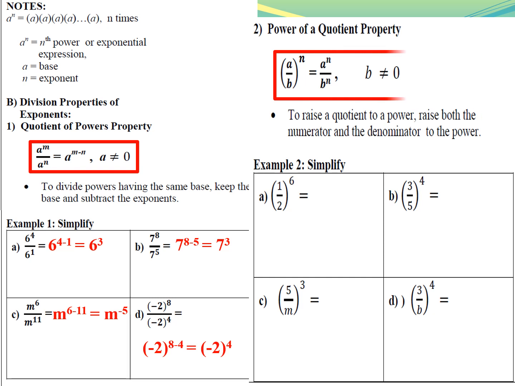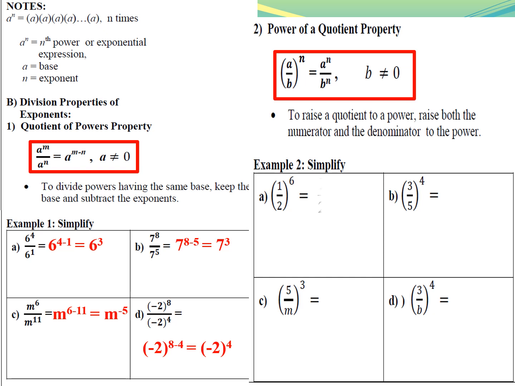Number 2, the power of a quotient property. Quantity a over b raised to n equals a to the n divided by b to the n, as long as b is not equal to 0. In other words, to raise a quotient to a power, raise both the numerator and the denominator to the power.